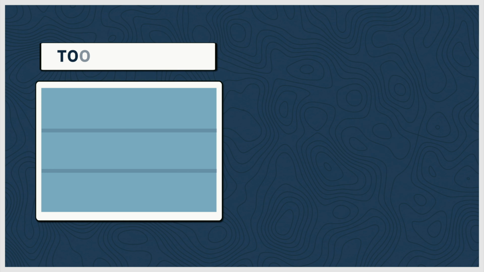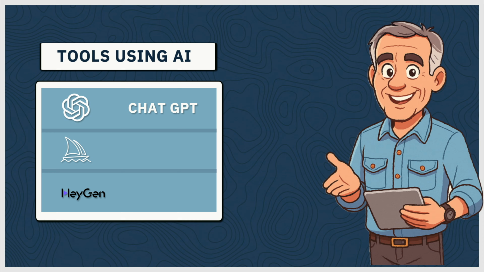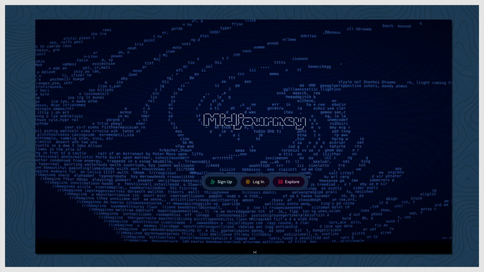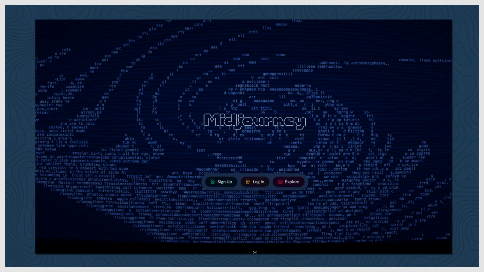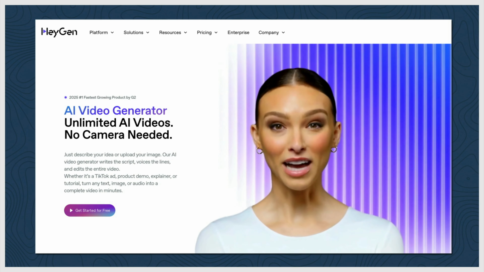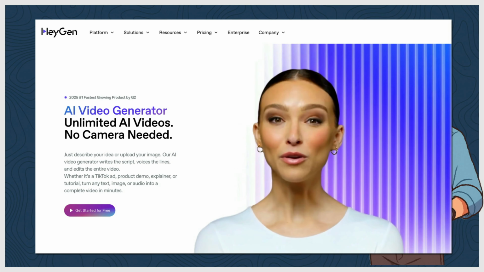What are some popular tools today that use artificial intelligence? ChatGPT is an AI chat assistant. MidJourney uses AI to generate images and videos. And HeyGen uses AI to generate talking avatar videos.